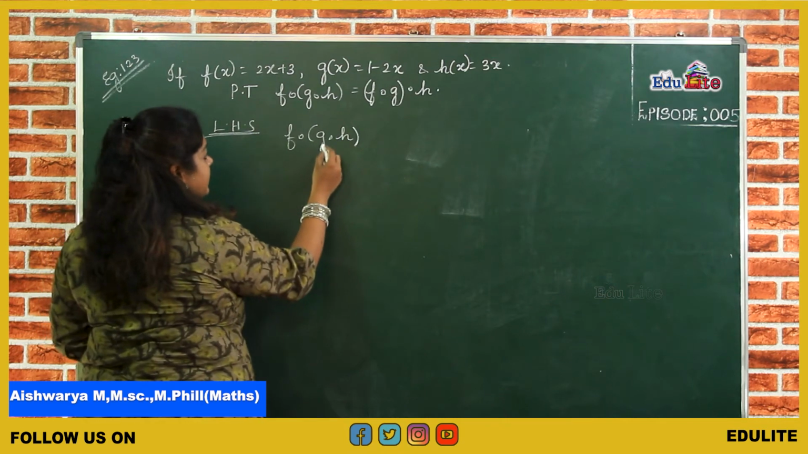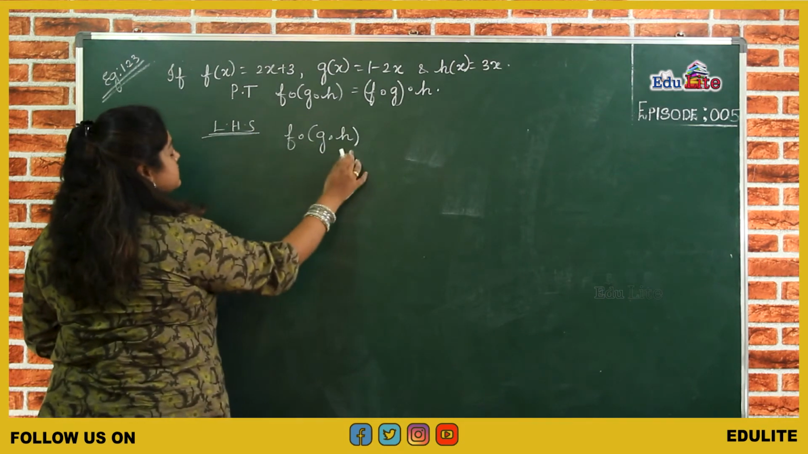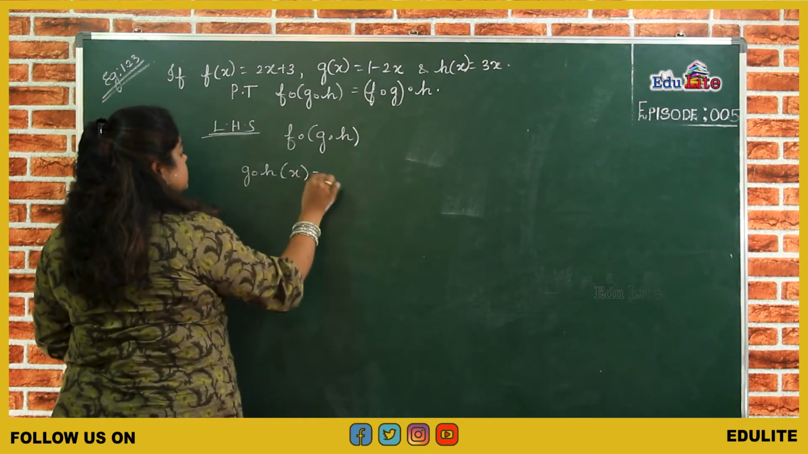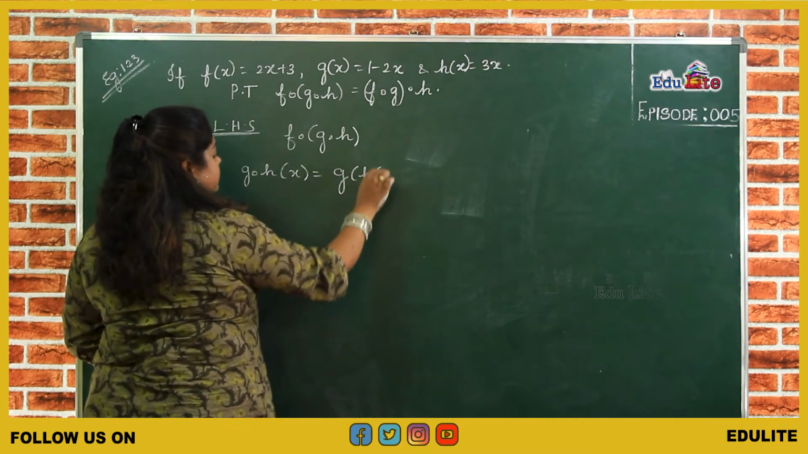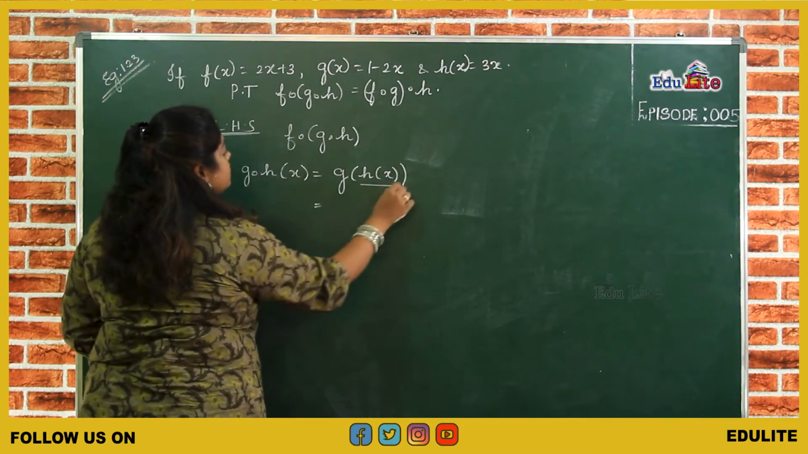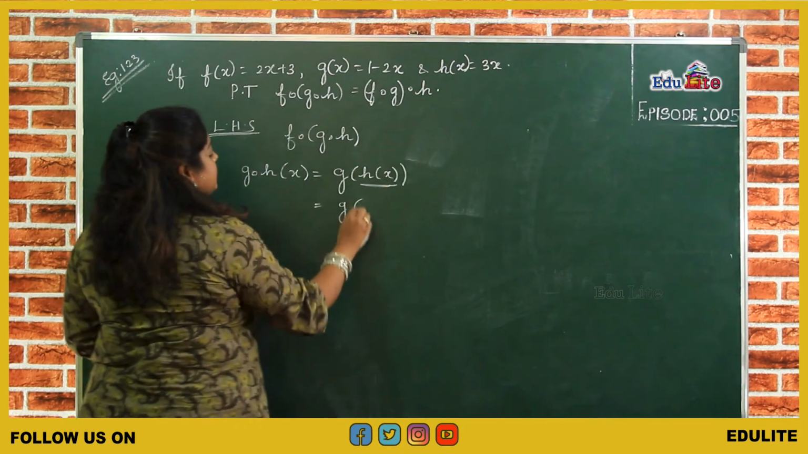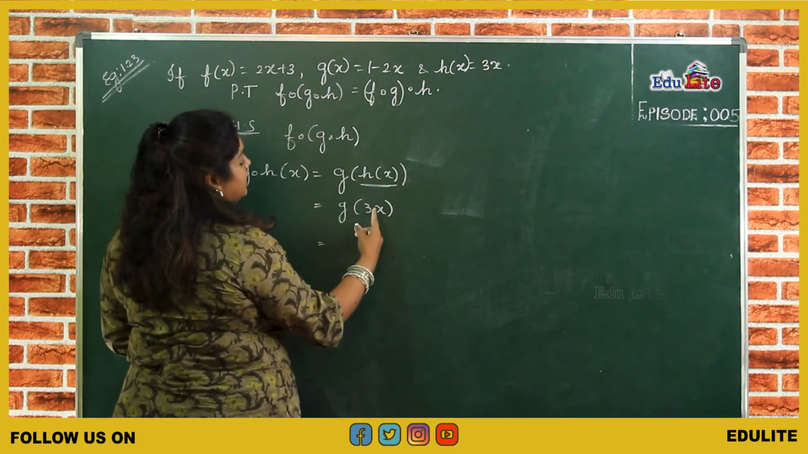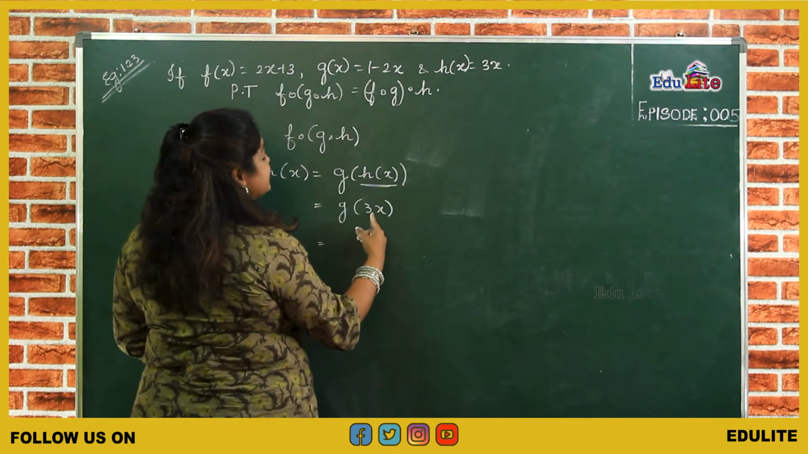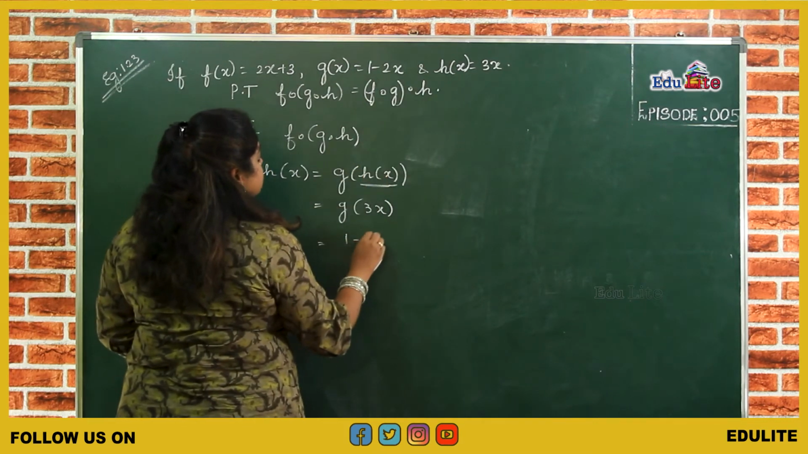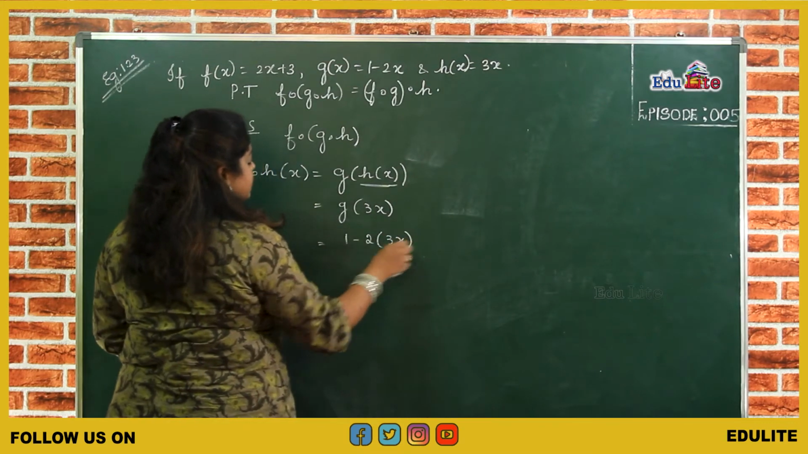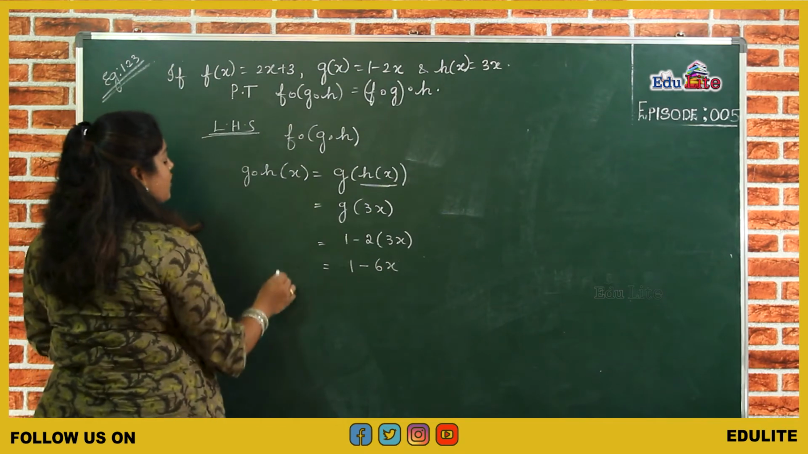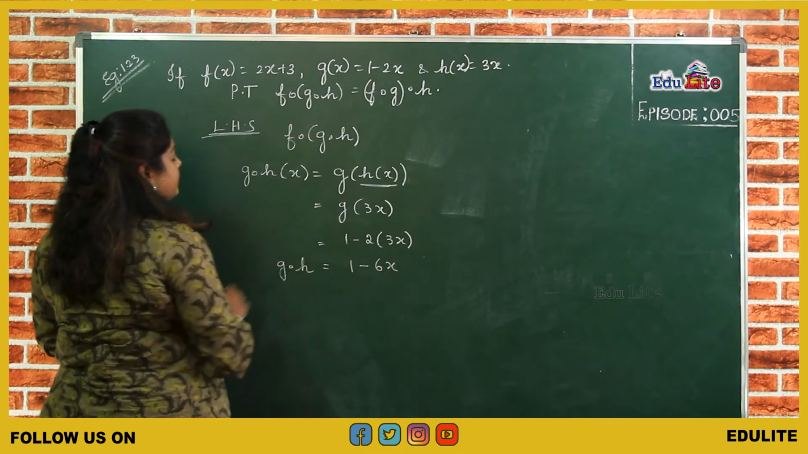What we have to do is first complete the portion within the bracket. So I will take g composite h of x equals g of h of x, where h of x value is given as 3x. Now the next step is to apply the g of x function, where x value is 3x. So 1 minus 2 into 3x. Simplifying this we get 1 minus 6x. So we got the value of g composite h as 1 minus 6x.